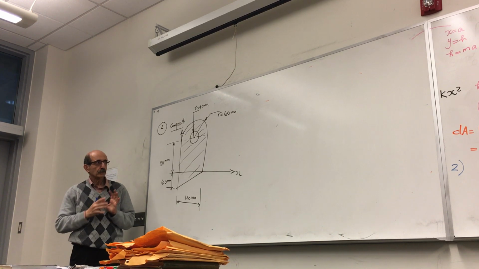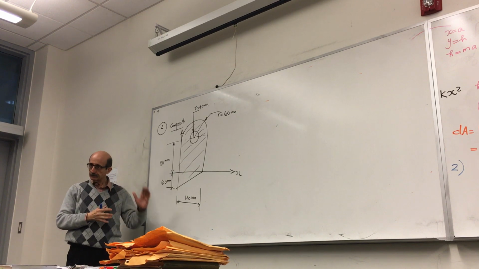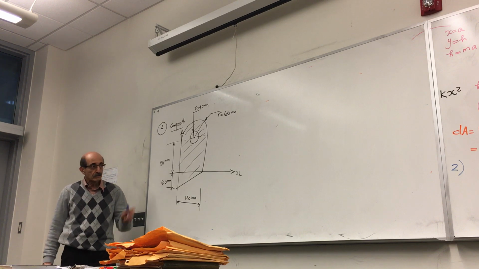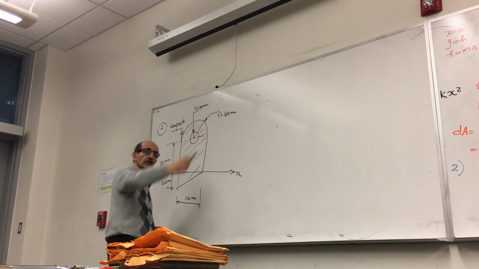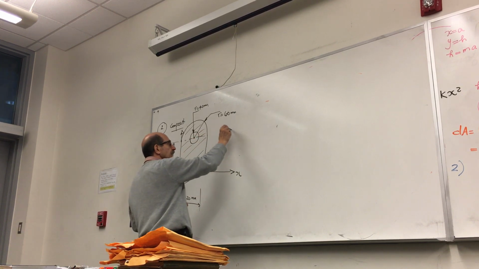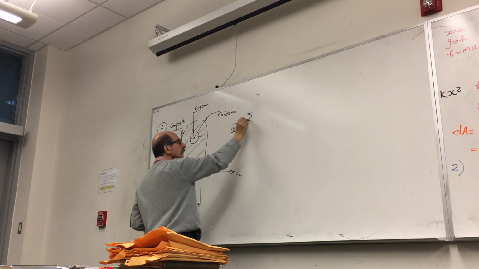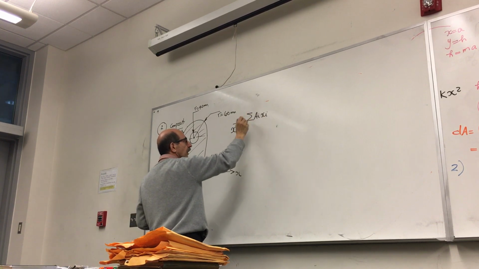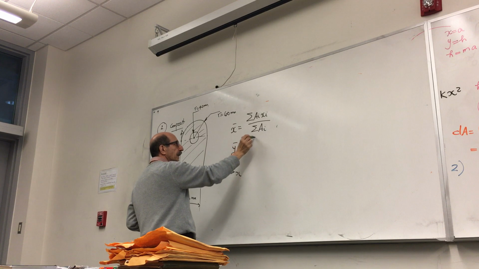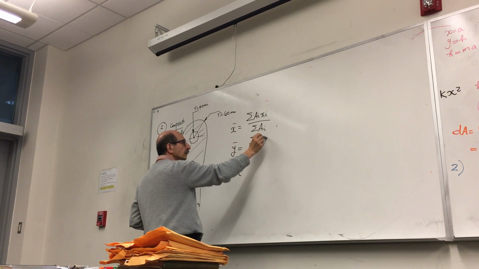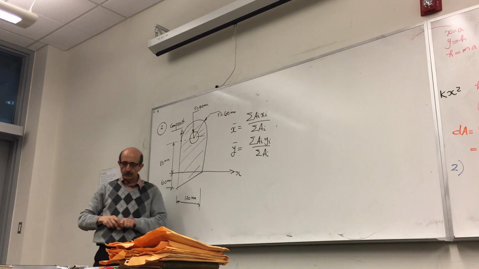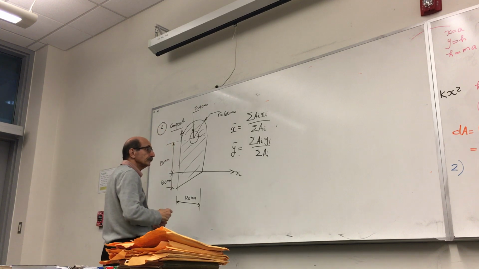So let me establish, very similar to the previous case, a step-by-step approach. First of all, the integral equations in this case become summation equations. In other words, x bar becomes the sum of ai times xi divided by the sum of ai, and I will explain what those are. And y bar becomes the sum of ai yi divided by the sum of ai. What ai's are is as follows, okay?